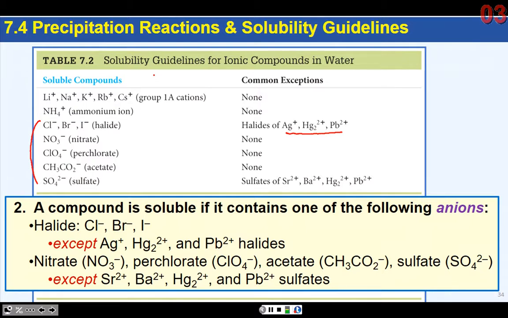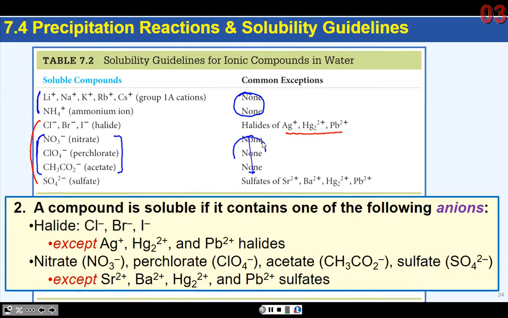The other ones that have no exceptions that we like, are easy to work with, are the nitrate, perchlorate, and acetate salts. They are like the ones at the top where they have no exceptions, so they're always soluble. We like the ones that are always soluble because they have the least to make them confusing.